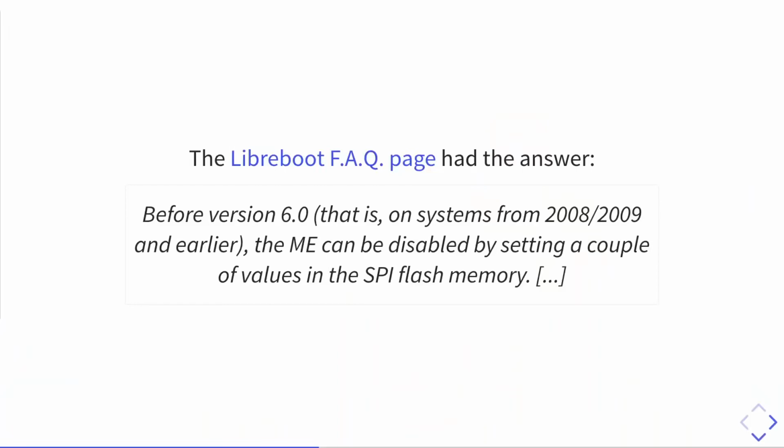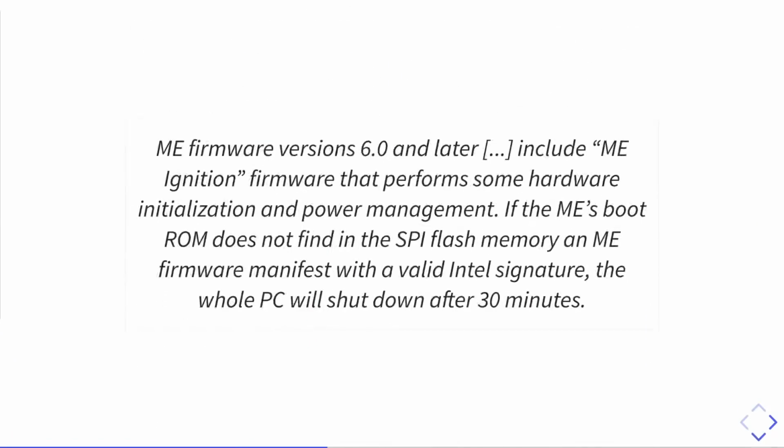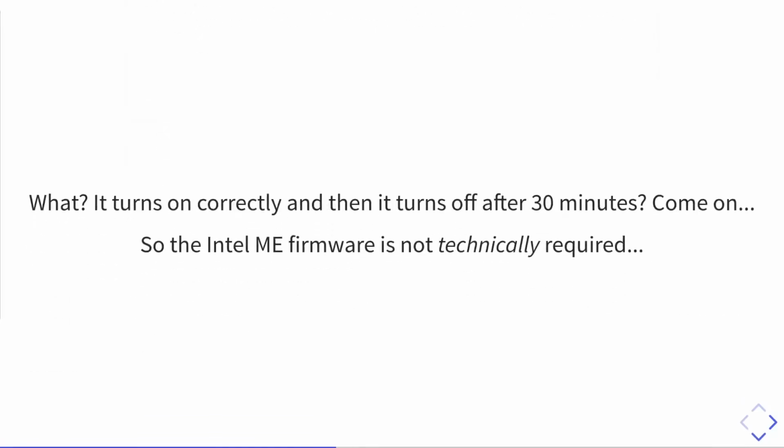So about 1 year ago, I started playing with coreboot, and I asked myself if I could remove the Intel ME firmware. And unfortunately, the Libreboot FAQ page had the answer, and it seems that before version 6, it was possible to disable Intel ME just by removing the firmware from the SPI flash. Unfortunately, this isn't available anymore because starting from version 6, if you remove the Intel ME firmware, the PC will turn on and will turn off after 30 minutes. So it seems that it is not technically required. It seems like an artificial lock.